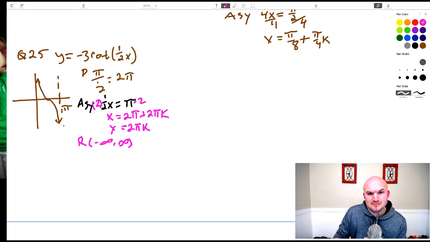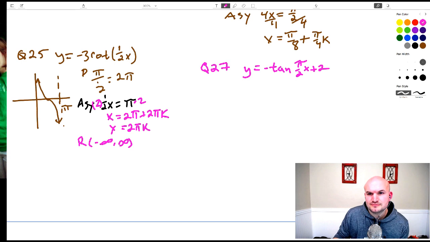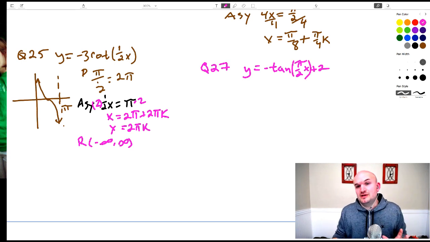But for the sake of time, I'm just going to move on to the last one because I really want to get to you guys' questions and see what you have here. So the last one is the tangent function. y equals negative tangent of pi halves x plus 2. Now notice the pi halves and x is going to be inside of the function. Okay, that's very important.